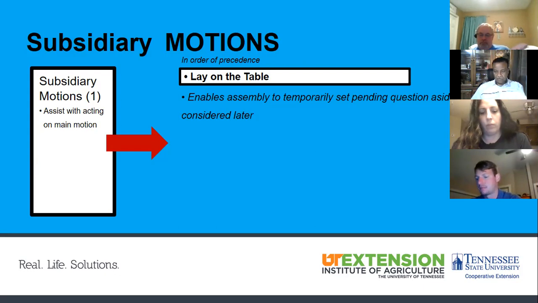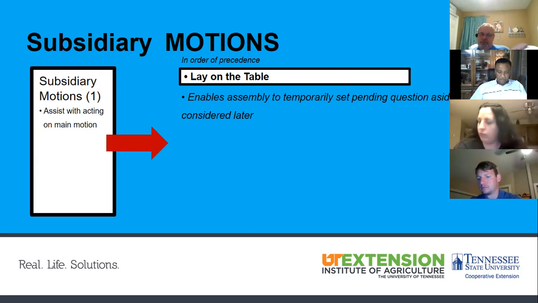Does that make sense? We're still talking about the red car, and somebody's just received a message that our treasurer's in the hospital. So we want to send some flowers to the hospital. So we're going to move to lay on the table the motion to buy a red car so we can work on sending flowers to the treasurer. And we can then move to take that motion from the table at this meeting or the next meeting.